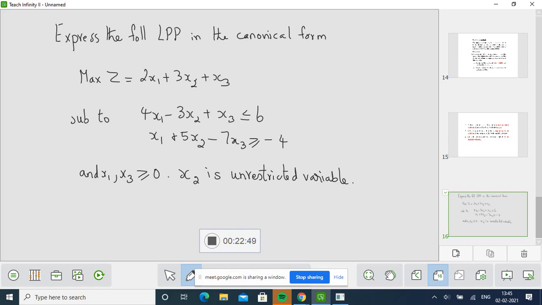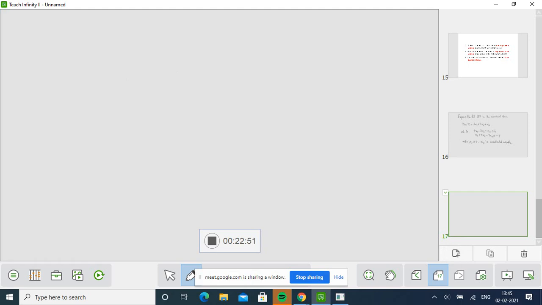Okay, so we will take the solution in a new sheet. Solution: x2 is unrestricted, so I should write my x2 as x2 prime minus x2 double prime. This is the first step.